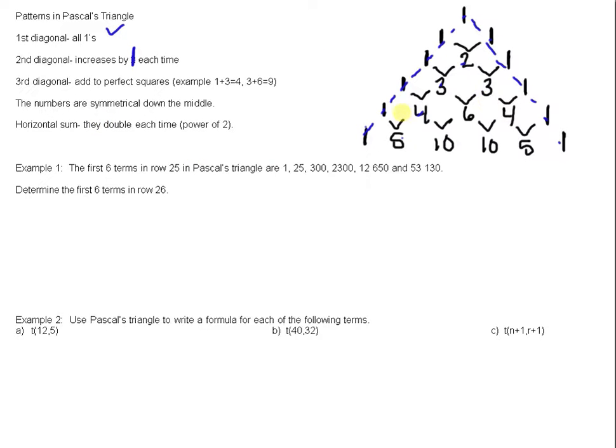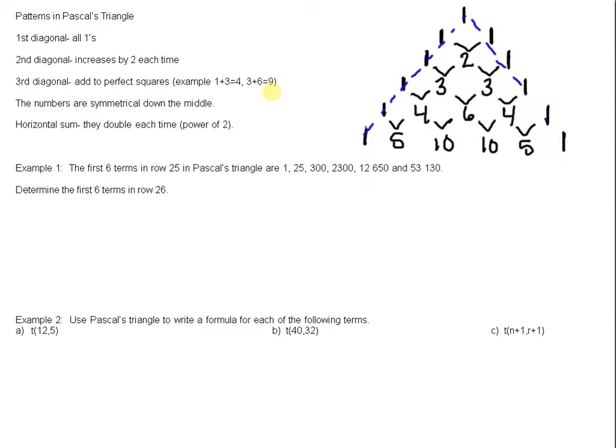The third diagonal, sorry, I'm going to circle the second diagonal. So this is the first diagonal, this is the second. The third diagonal, they actually add to perfect squares. So for example, 1 plus 3 equals 4. Well, we can root 4. 3 plus 6 equals 9. We can root 9. 6 plus 10 equals 16. We can root 16. So those ones are perfect squares.